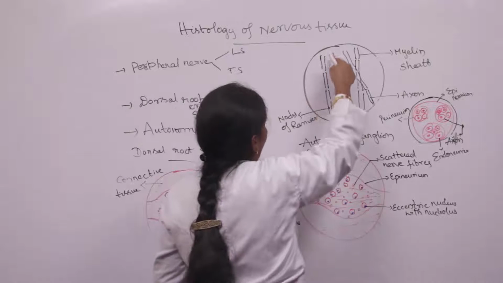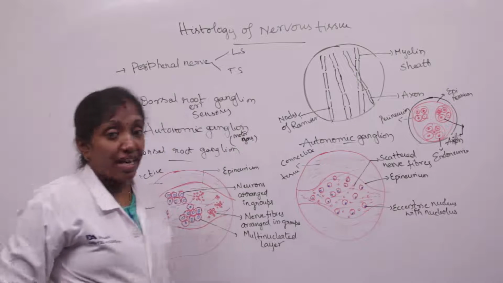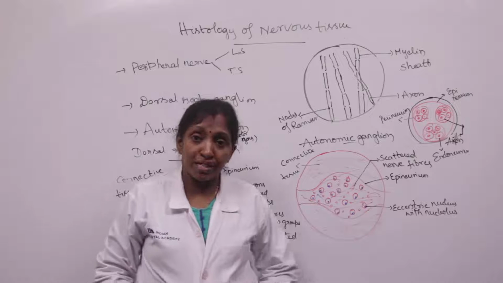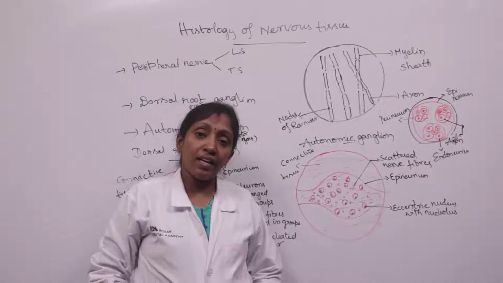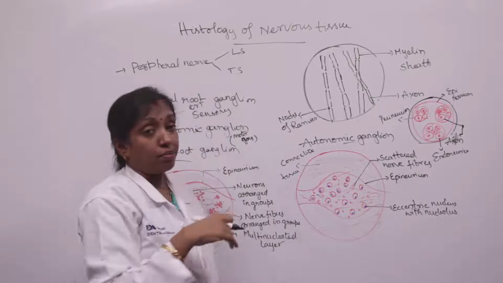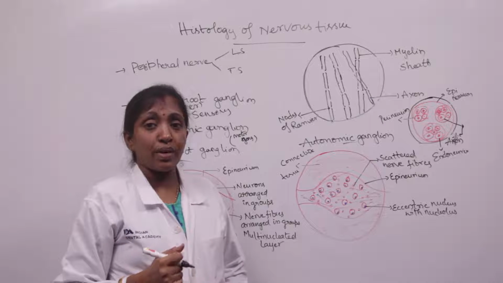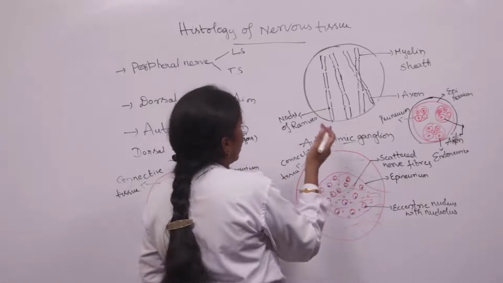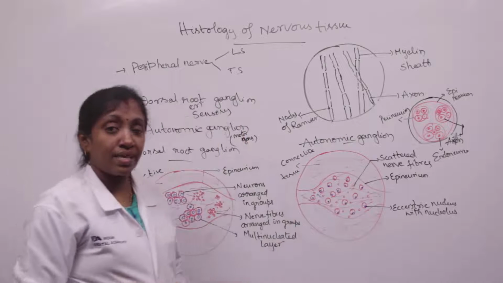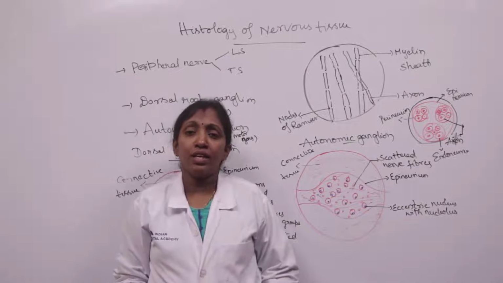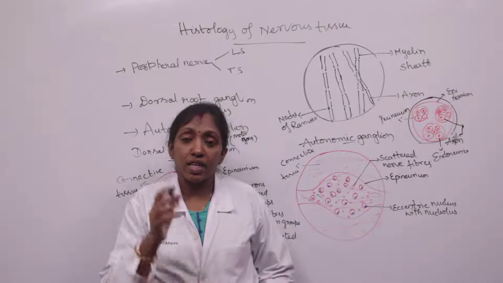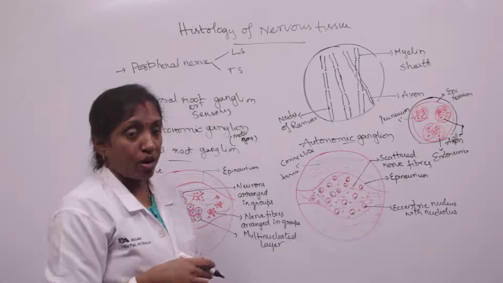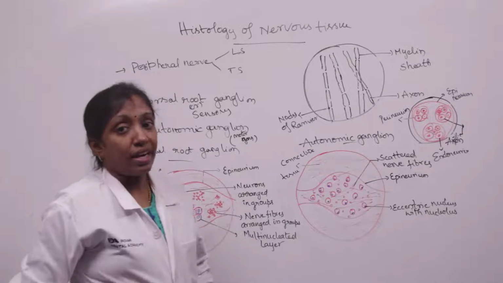Inside the axon, we have cytoplasm, which is called axoplasm. Along with the axoplasm, we have neurofibrils present. These neurofibrils give support to the axon. They are thin peripheral fibrils arranged linearly along the axon, and they give support to the nerve fiber.